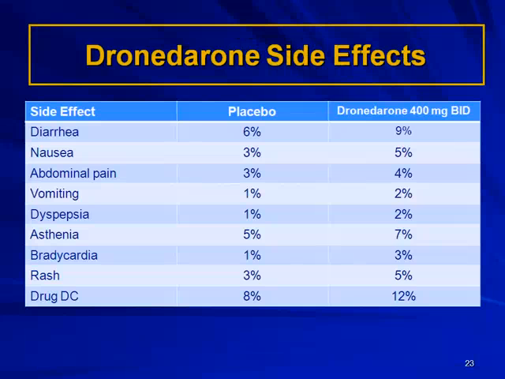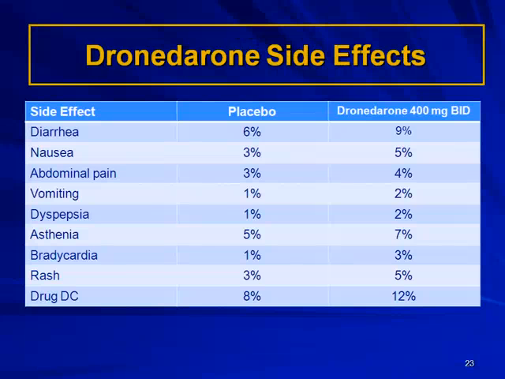Slide 23, I think this is the real advantage of dronedarone. If you look at side effects from trials up to a year in duration, the most common side effects are going to be GI-related. Diarrhea, nausea, abdominal pain are the most common. Weakness or asthenia, 7% compared to 5% with placebo. Some skin rash. Overall rates of drug discontinuation for suspected side effects, 12% with dronedarone, 8% with placebo.